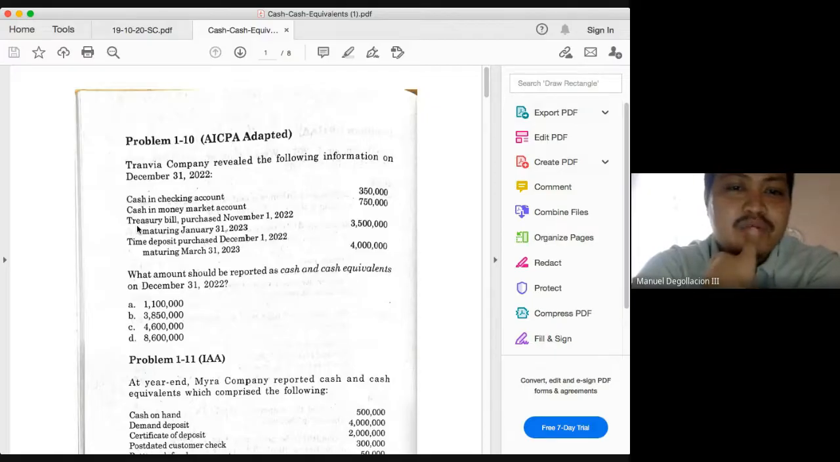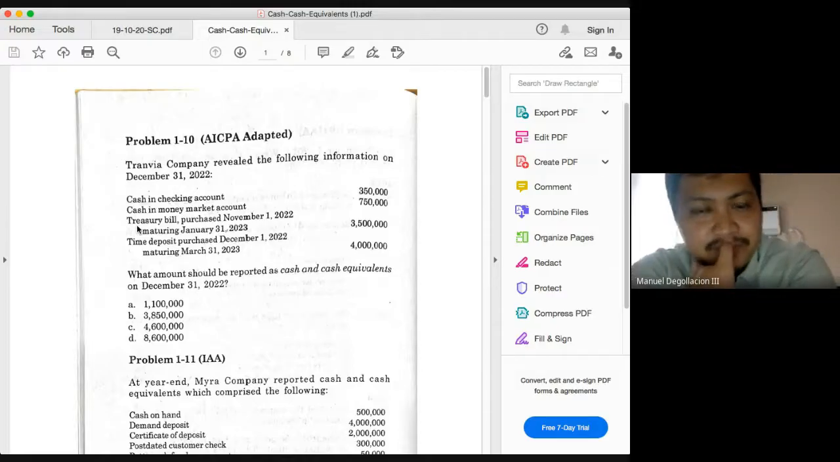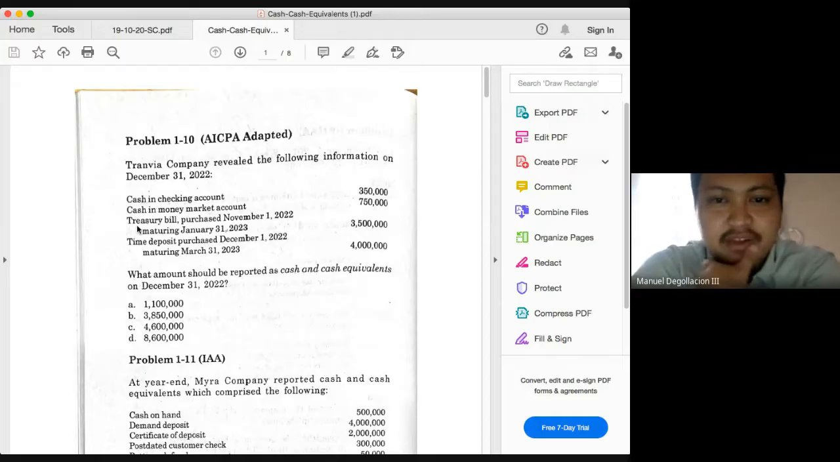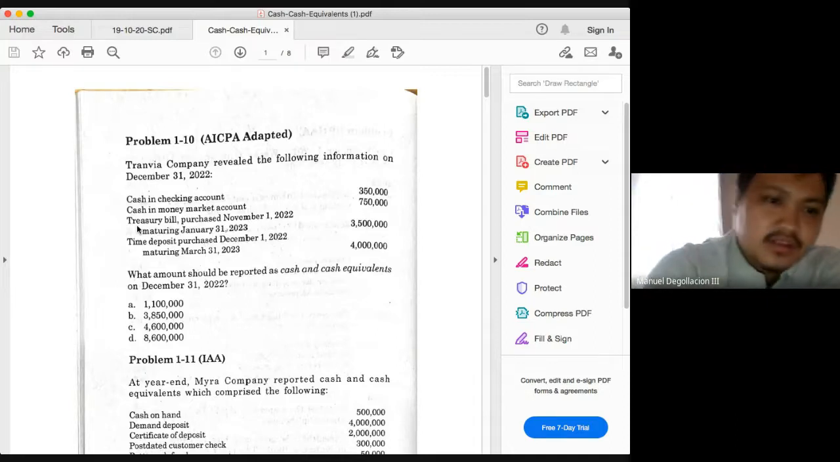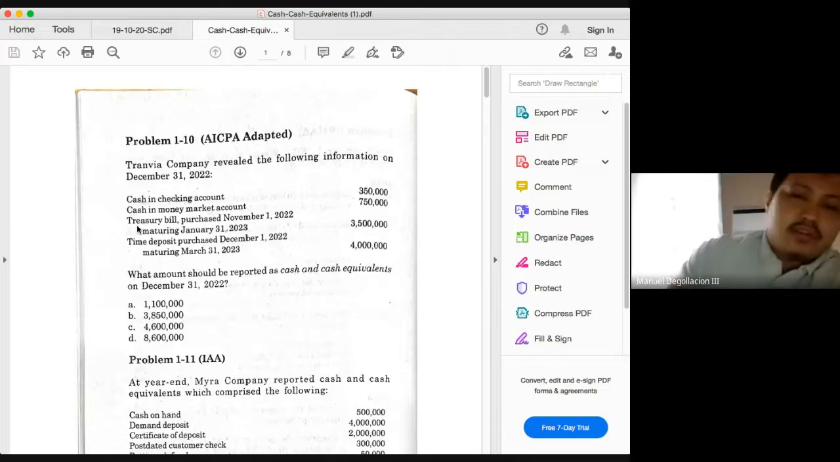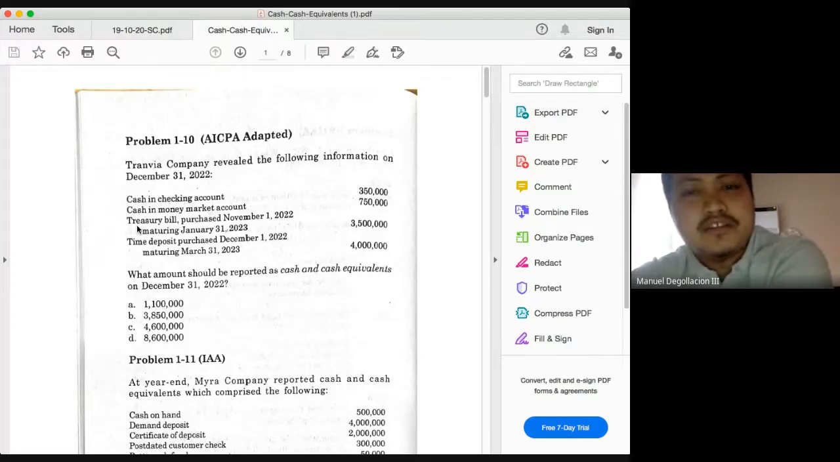The 3-month rule should be reckoned from the date of acquisition or the date of purchase. The 3-month rule is not simply the remaining maturity as of the reporting date. It should be reckoned from the date of acquisition or the date of purchase. Our 3-month rule states that the remaining maturity should be at most 3 months at the time it was acquired or purchased.